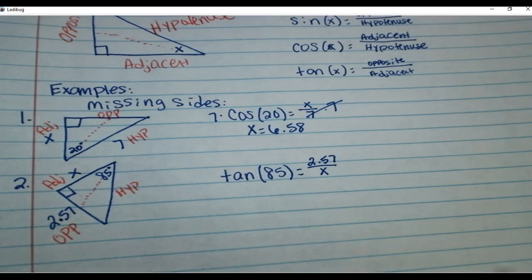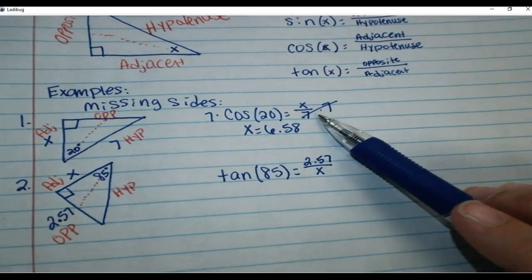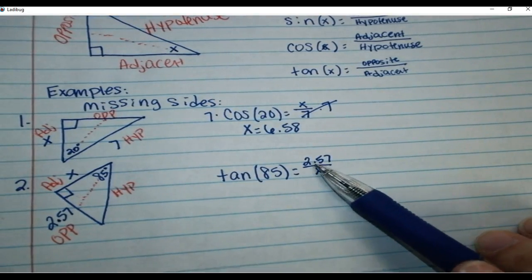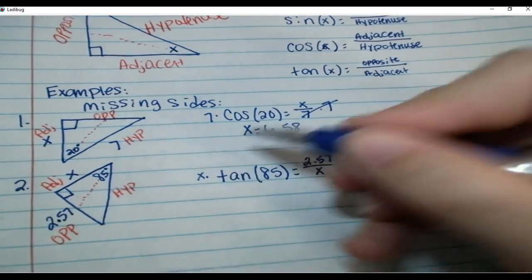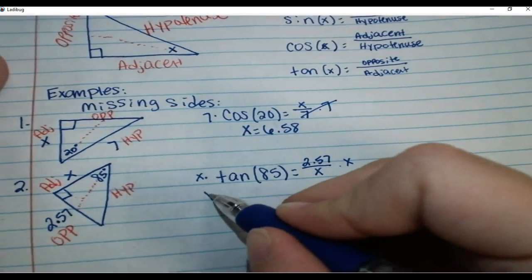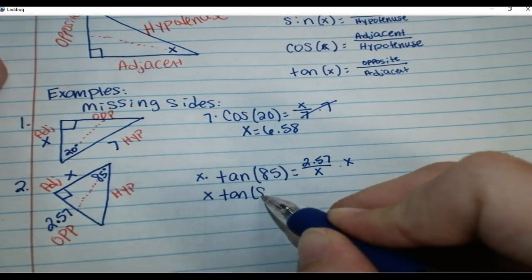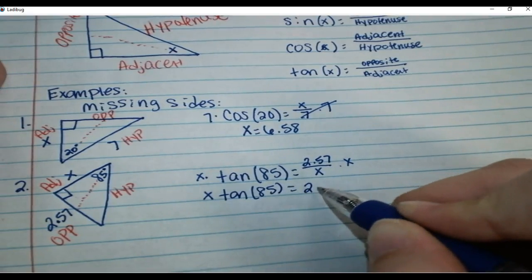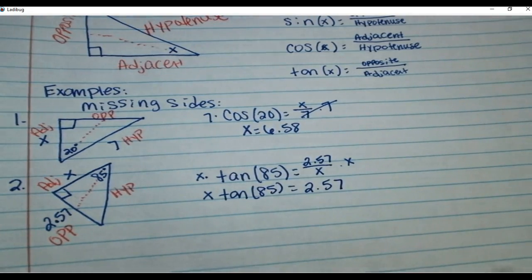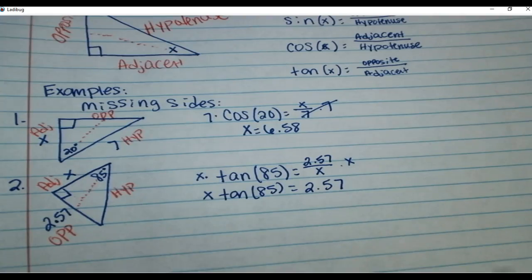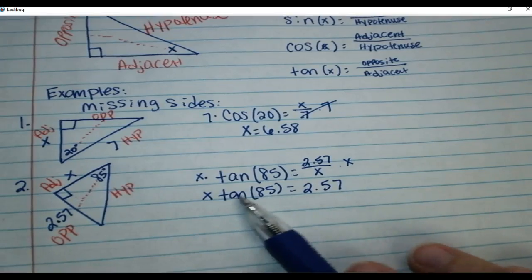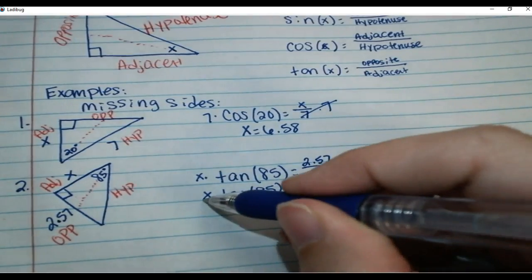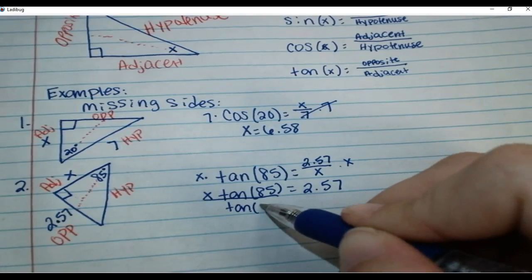Okay. So in our first one, we had 7 in the denominator, so multiply both sides by 7. We want to do the same thing here, but now x is in our denominator. So multiply both sides by x. And that gives us x tan of 85 equals 2.57. But I still need to get x by itself, so how can I move this tan 85? Good. Divide by tan 85.